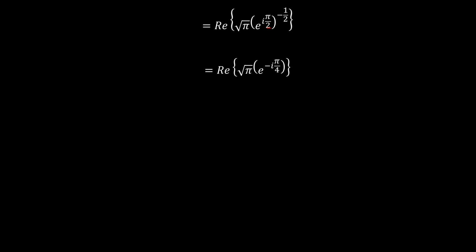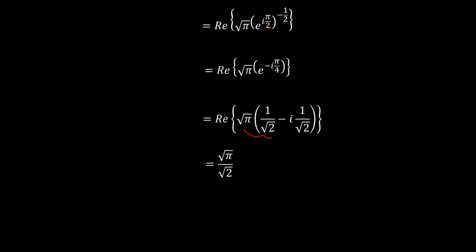So this 2 and 2 make 4, and then the sign comes in here. Using Euler's expression, we get square root of pi times the bracket cosine of pi over 4, which is 1 over root 2, minus i times 1 over root 2. And as we can see, the real part is just this part, which is square root of pi over square root of 2, which is the same as square root of pi over 2. And that, my friends, is the answer that was provided.